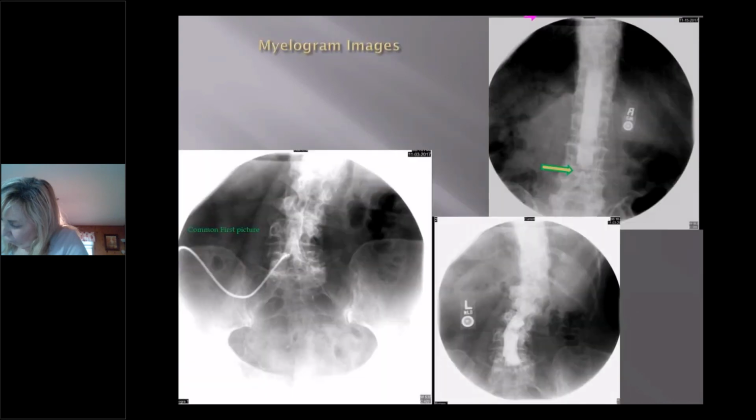These are some myelographic images. This is the very first thing that you'll see. They'll put the needle in, and as we see the needle here, it's attached to a syringe and a tube, and as they're beginning to put the dye in, this is what the dye looks like as it spreads out. And then here's a picture where the dye went in and it just got turned off right here.